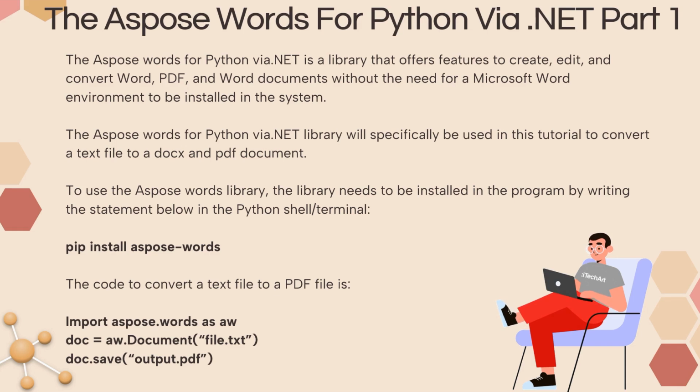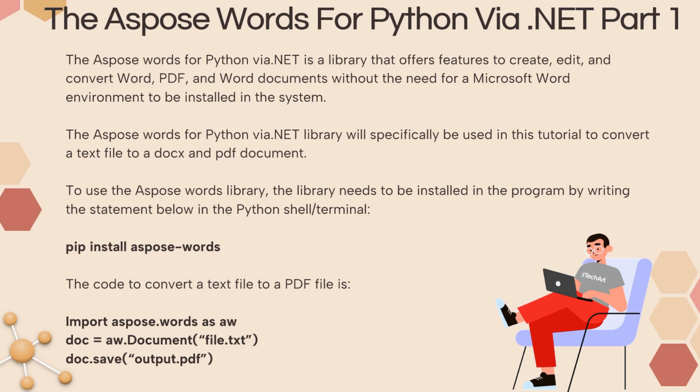To use this Aspose.words library, the library needs to be first installed in the program by writing the statement below in the Python shell or terminal. So what is the statement that you need to type in first so you can install this Aspose.words library and then it's able to be used? The first thing you need to type in is pip install Aspose.words. Again, pip install Aspose.words. Then afterwards, once you've installed the library, you're now ready to use it to download your text file in a PDF or docs format.